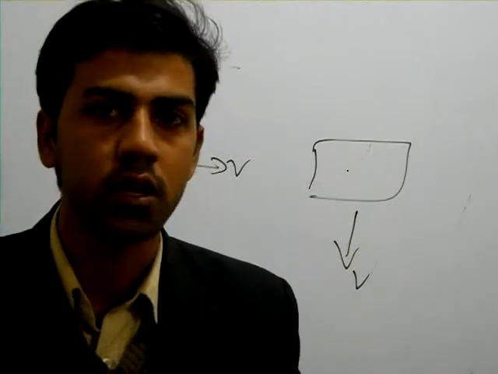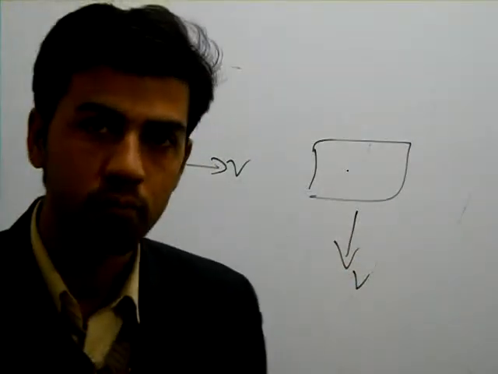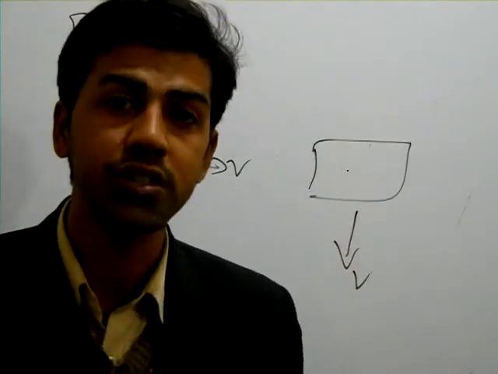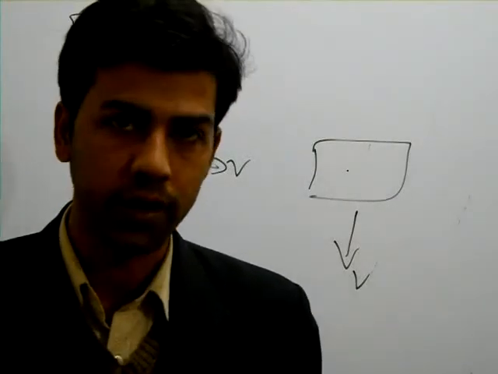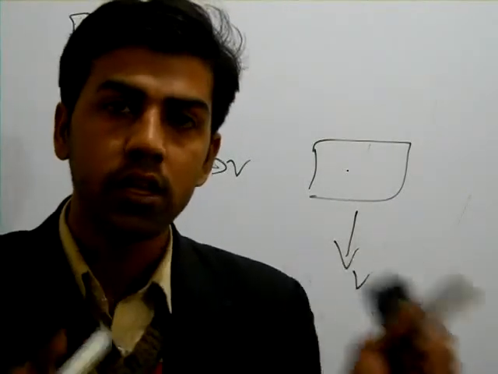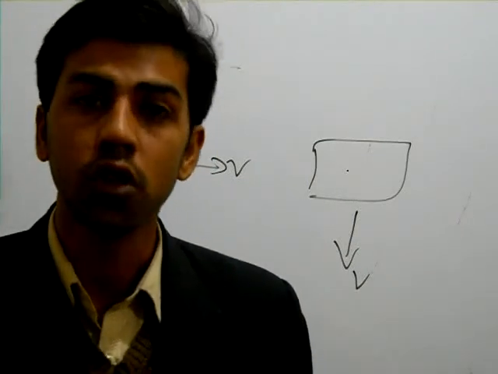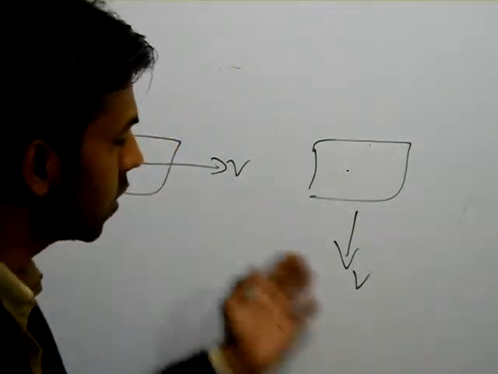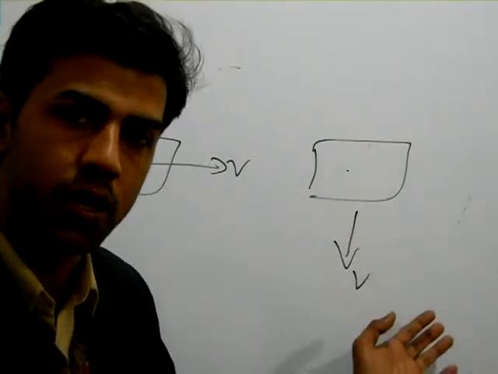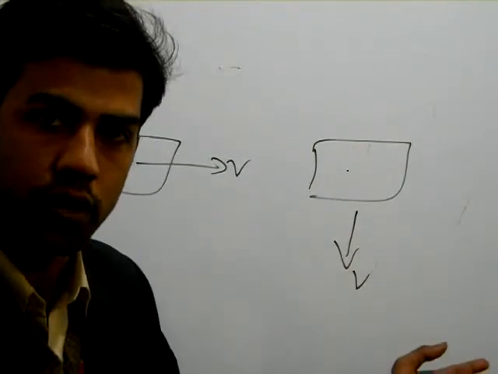I am asking the question, is the velocity changing? I will say yes, the velocity is changing. Why? Because velocity is a vector quantity. If the direction changes or the magnitude changes, that means velocity is changing. Here the magnitude is remaining constant, but the direction has changed, so there is a force acting on it.